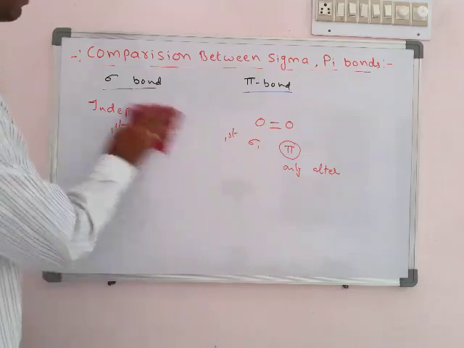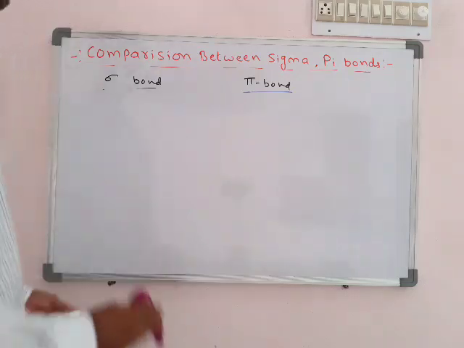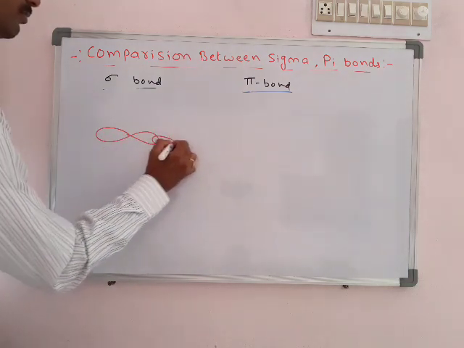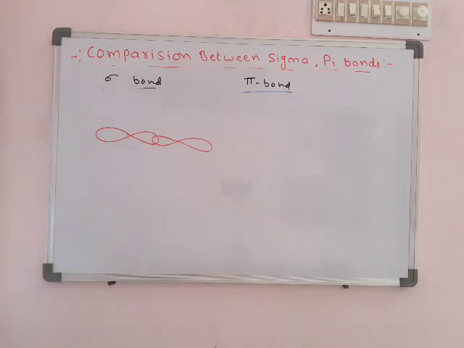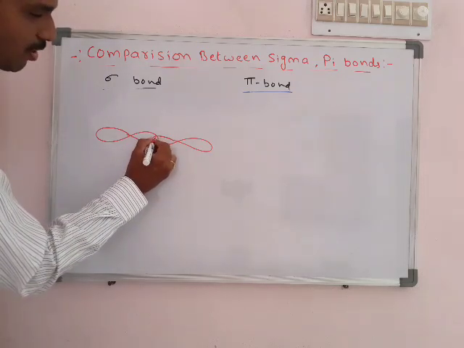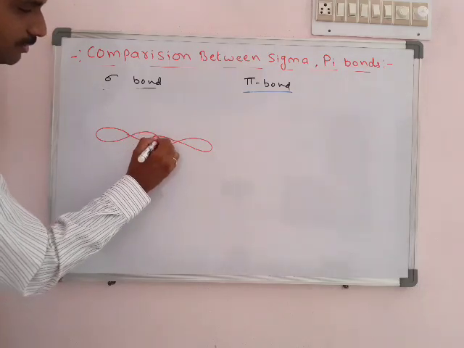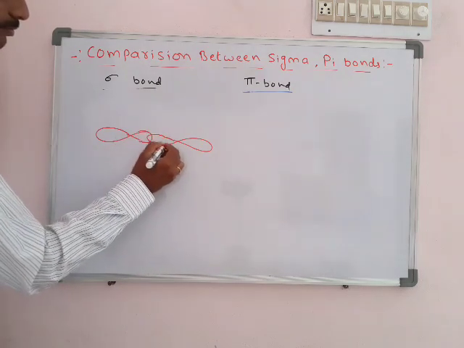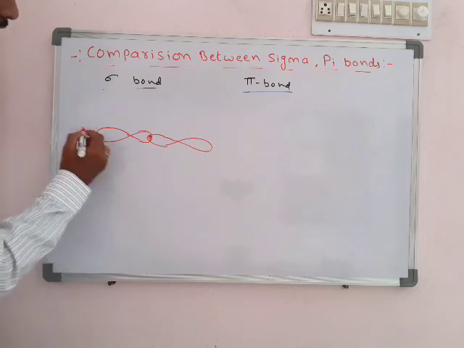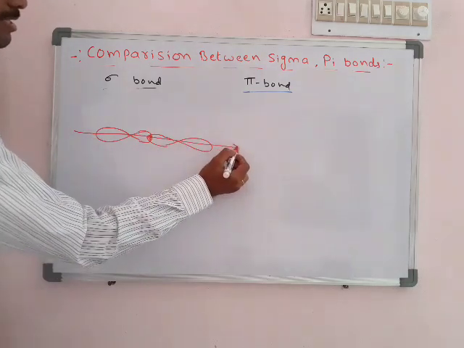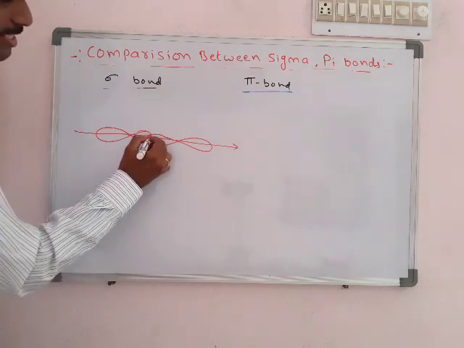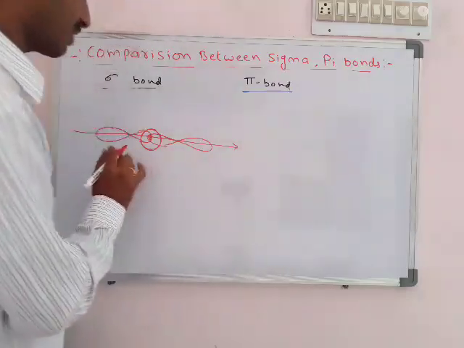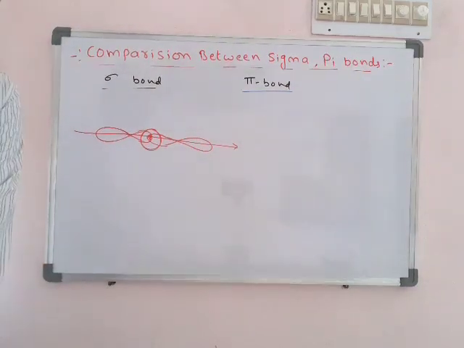Next, the important one: we know that a sigma bond is due to end-on-end overlapping. So here the bonded electrons are exactly present on the internuclear axis. Electrons are on the internuclear axis itself. Let us check the pi bond formation in the same example. So what happens when a pi bond forms?